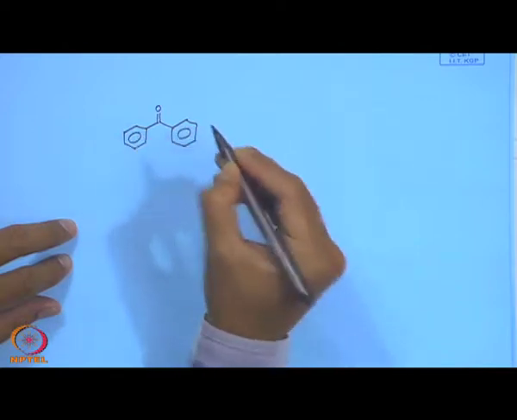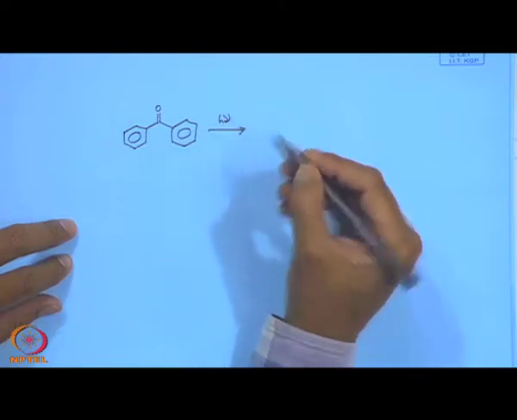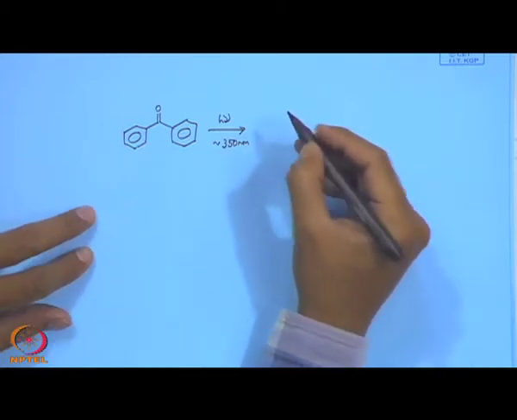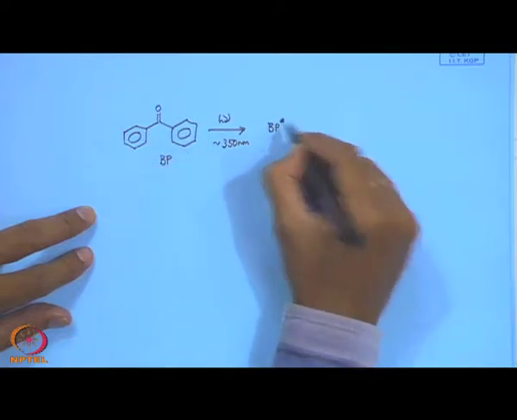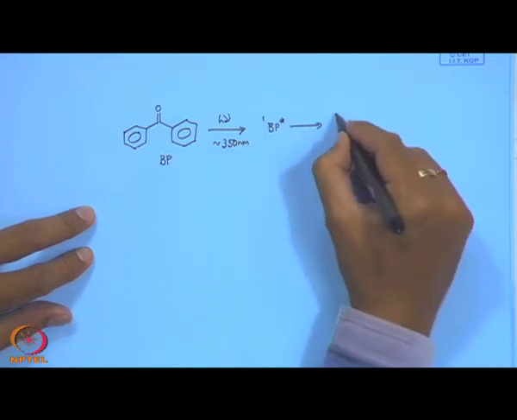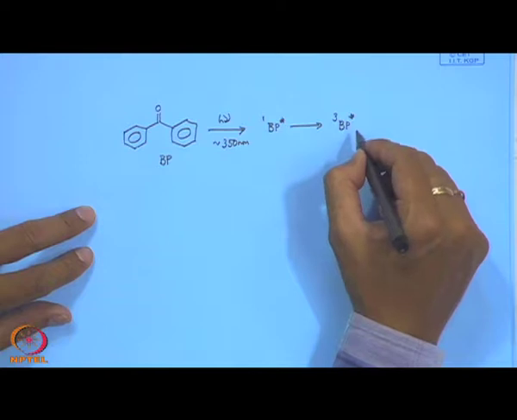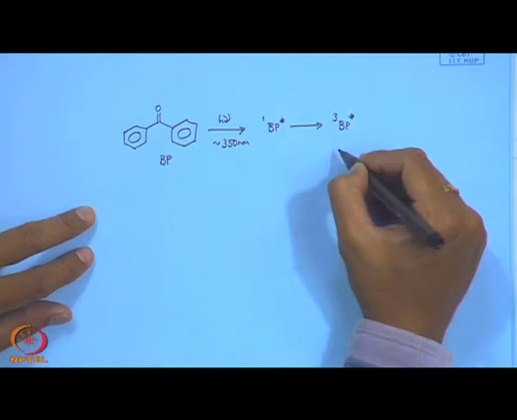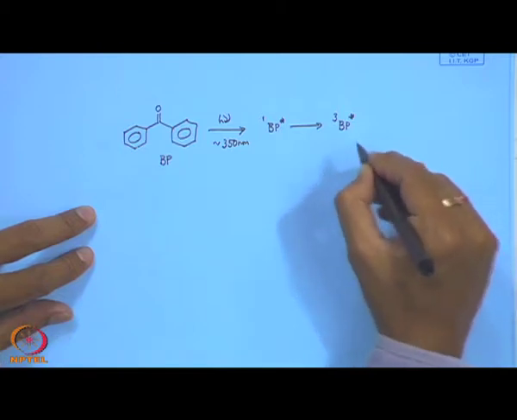Okay. So, you excite with appropriate radiation, maybe around 350 nanometer radiation, then it goes to BP star in the singlet state, then maybe it undergoes spin change to triplet benzophenone. Then in this triplet state of benzophenone, because it is a triplet state, it has got more lifetime. So, it snatches one hydrogen, maybe from a hydrogen donor, like say isopropyl alcohol.